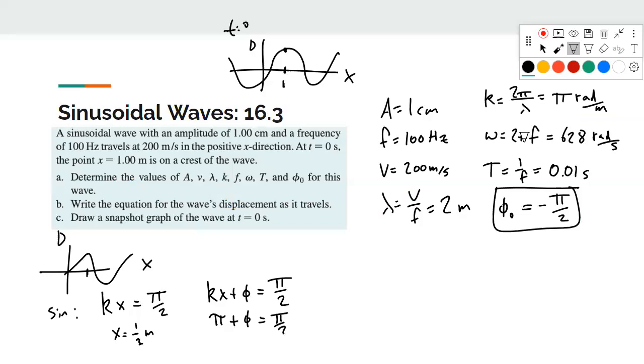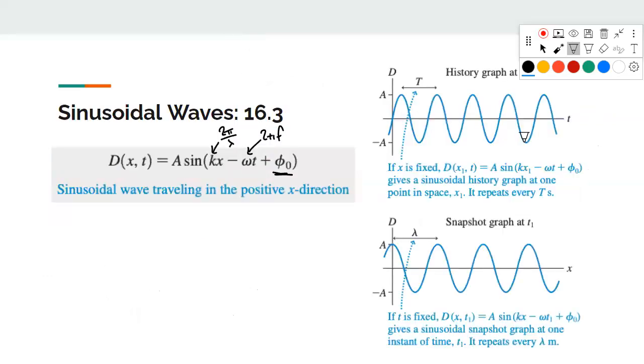You're going to want to use this kx plus phi equals, and then for a crest, that'll be pi over 2. For a trough, the first trough, that would be 3 pi over 2. So think about where a sine wave has these critical values. But they might just as well tell you something about the time.